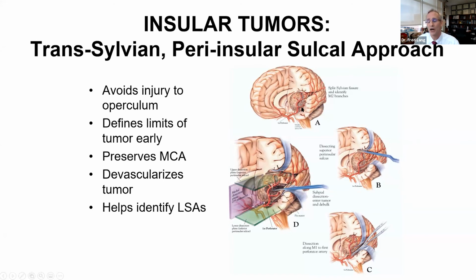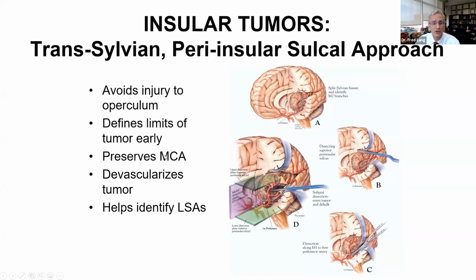a common strategy, is to do a transsylvian approach, opening the sylvian fissure and then dissecting into the sulci that surround the insula. The insula is surrounded by a superior periinsular sulcus, an inferior and anterior periinsular sulcus, creating a three-dimensional pyramid. By dissecting down to the bases of these sulci, we can reach the deep portion of the tumor.